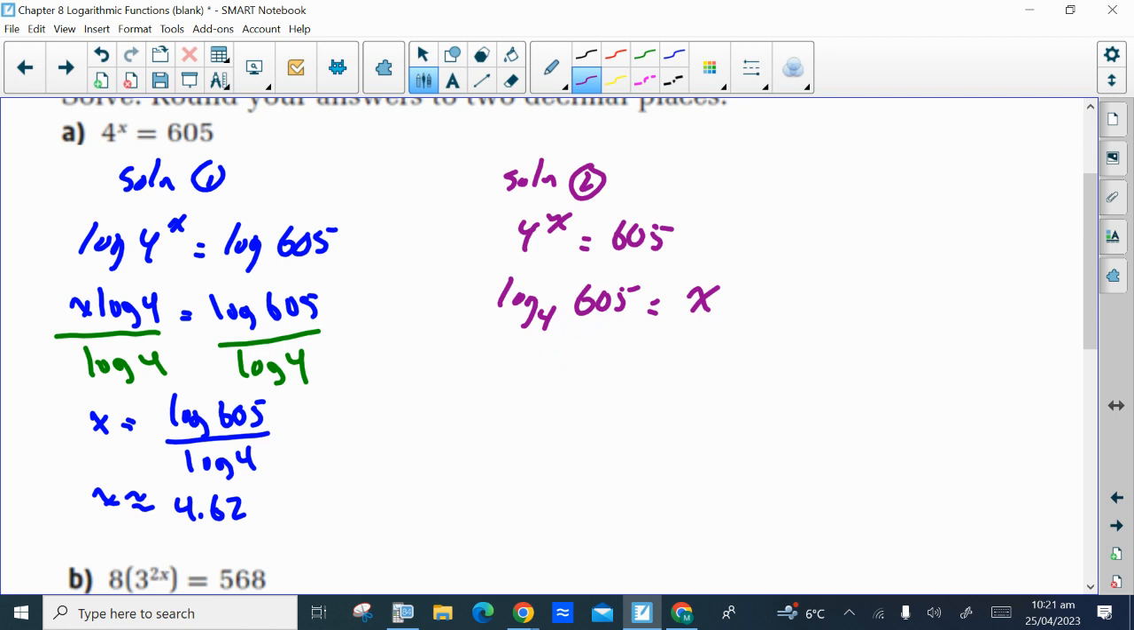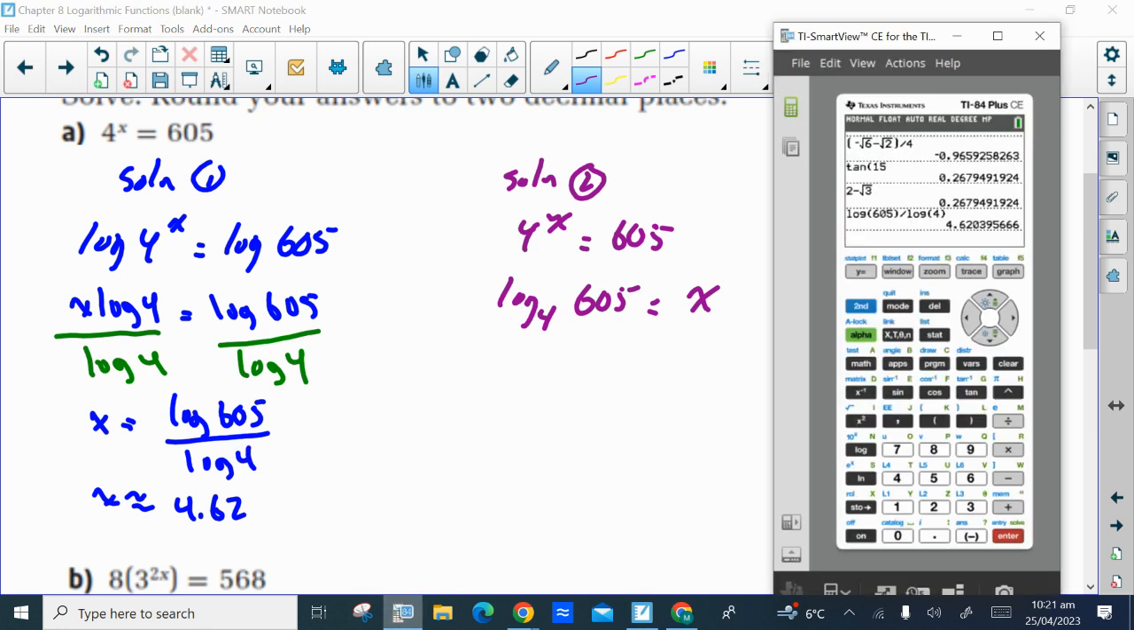And log base 4 of 605, if you use the change of base identity, is log 605 over log 4. So it's the same thing. We're going to get the same answer. If you have the newer operating system, you can put it directly in, which we have been doing, log base 4 of 605. So you get exactly the same answer.